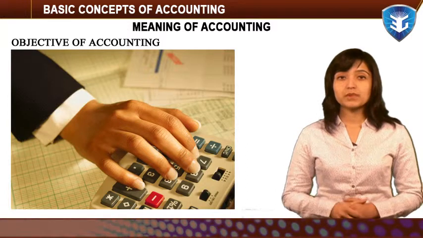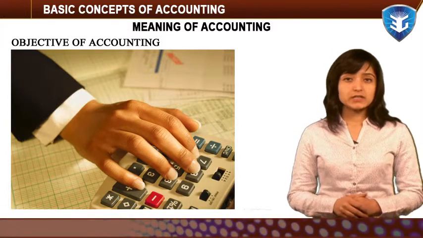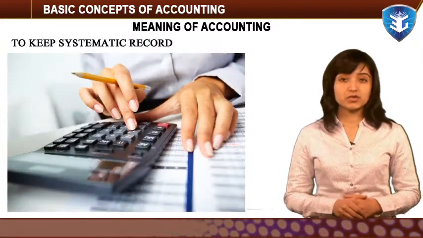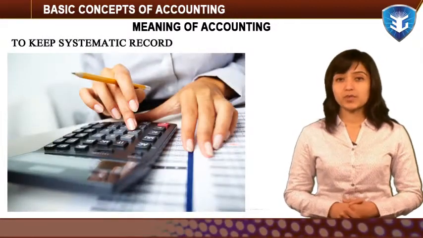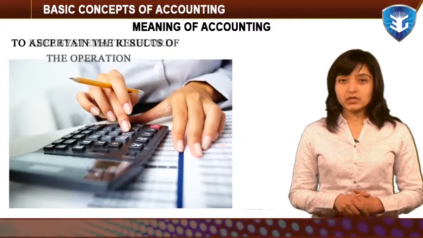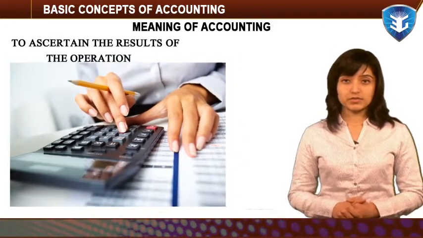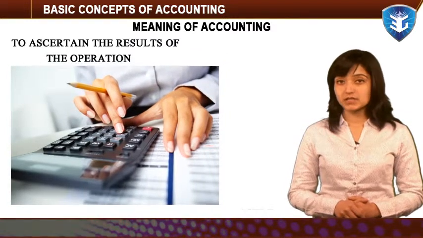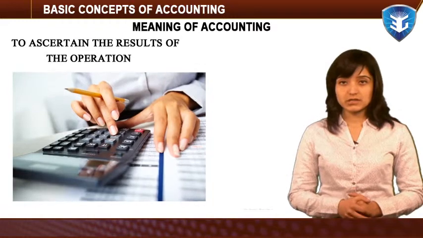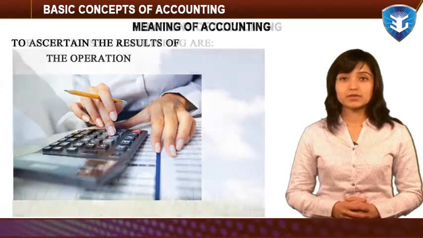The objective of accounting may differ from business to business depending upon their specific requirements. To keep a systematic record, it is very difficult to remember all the business transactions that take place. To ascertain the results of the operation, accounting helps in ascertaining the result, that is, profit earned or loss suffered in business during a particular period.